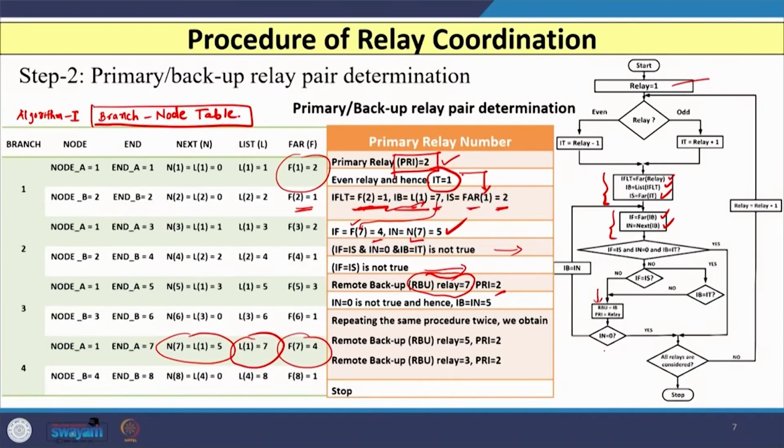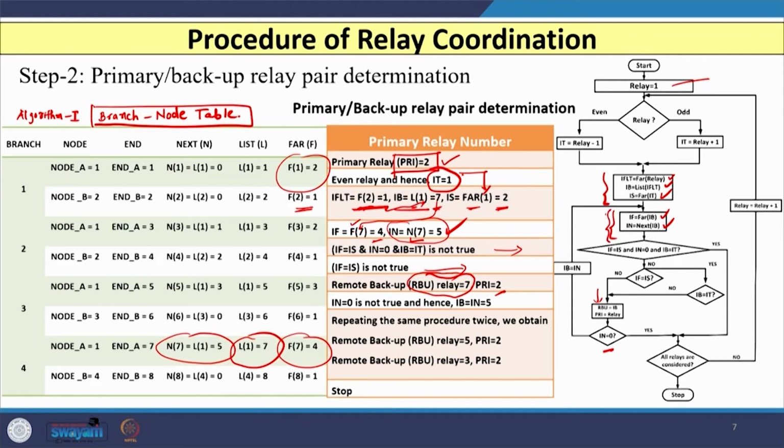Again you have to move. IN is 0? No, IN value is not 0, its value is 5. So, again you have to assign this IN value to IB. So, earlier IB was 7, now it becomes 5. So, again with 5 you have to update these 2 parameters only, IF and IN.